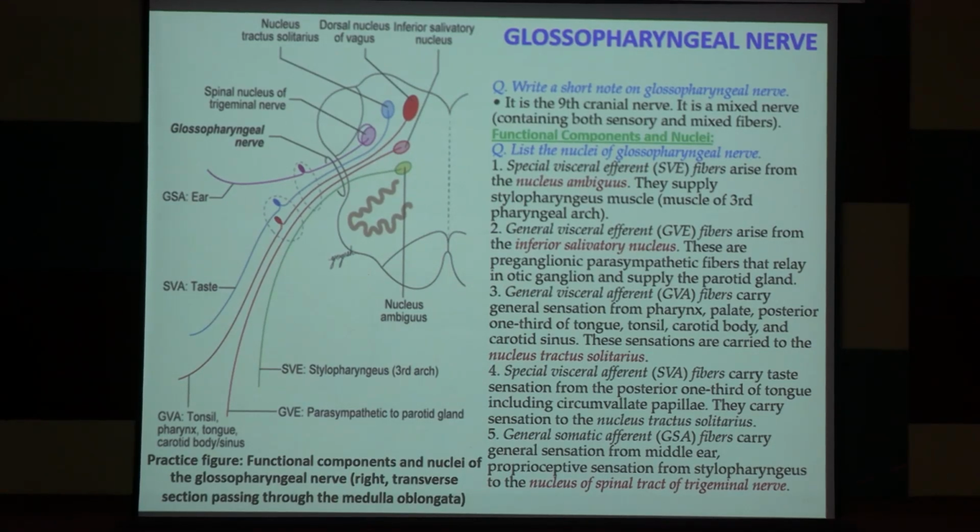Next is general somatic afferent fibers. They carry general sensations from the middle ear and proprioceptive sensation from the stylopharyngeus to the nucleus of the spinal tract of trigeminal nerve. Okay, so these are the functional components of the glossopharyngeal nerve.